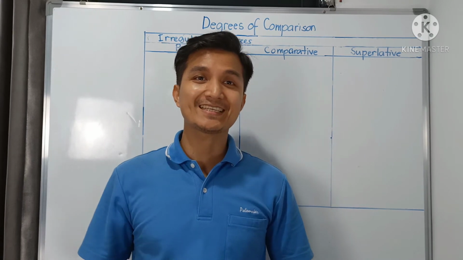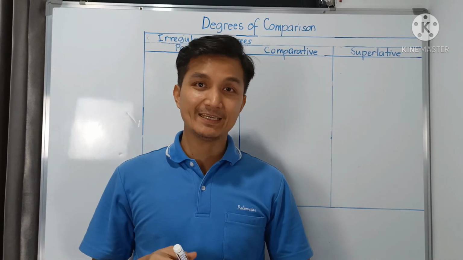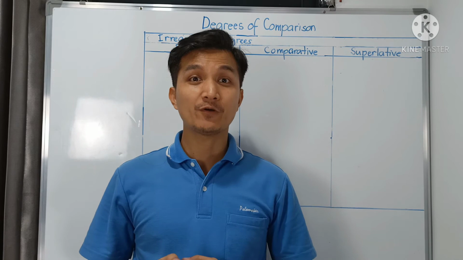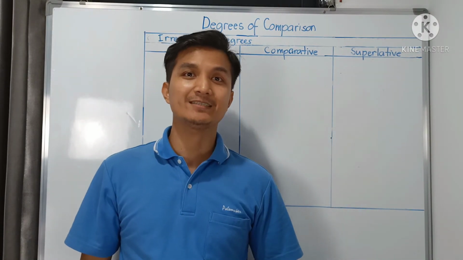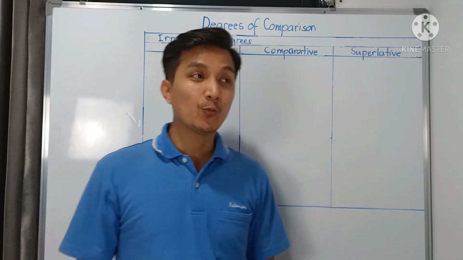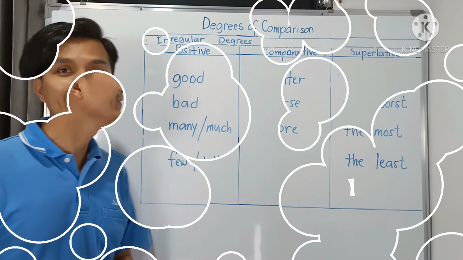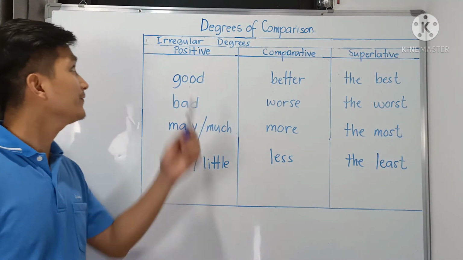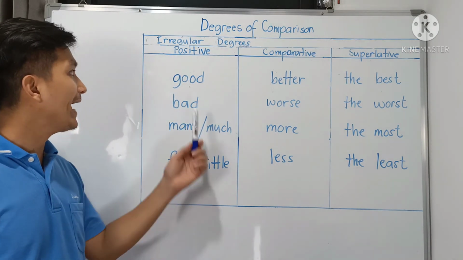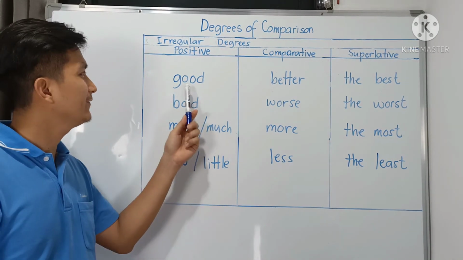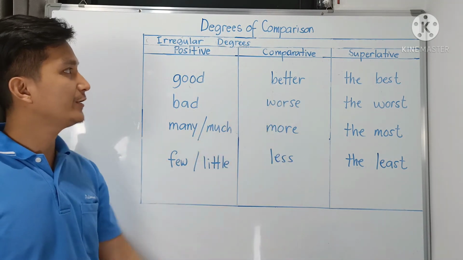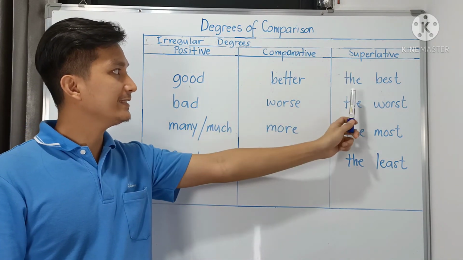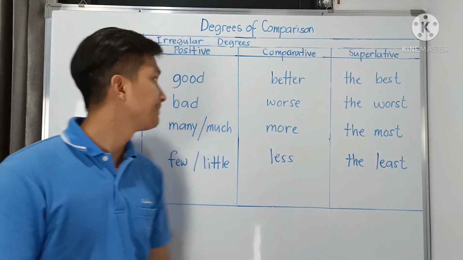Rule number 6. There are some adjectives that do not form the comparative and superlative from their positives. They are what we call irregular degrees. These are examples of irregular degrees. We have the adjective good. The comparative form is better. The superlative is the best.